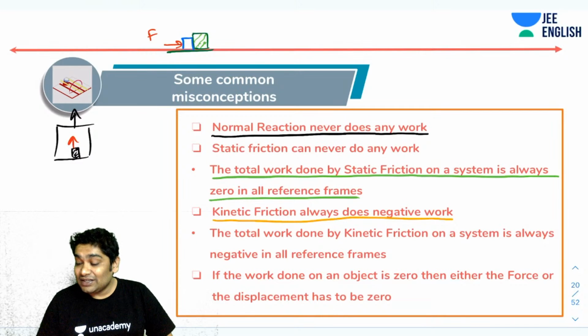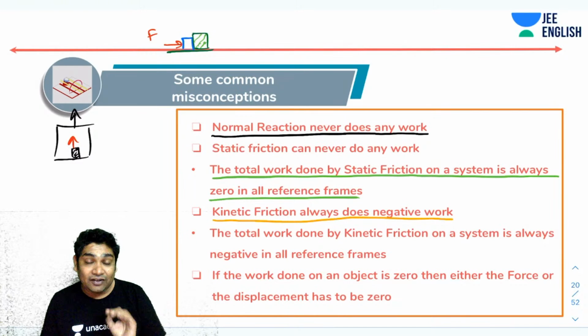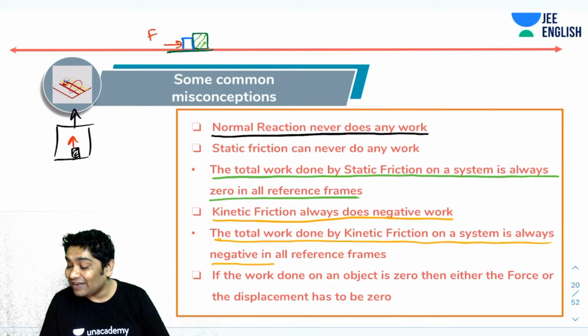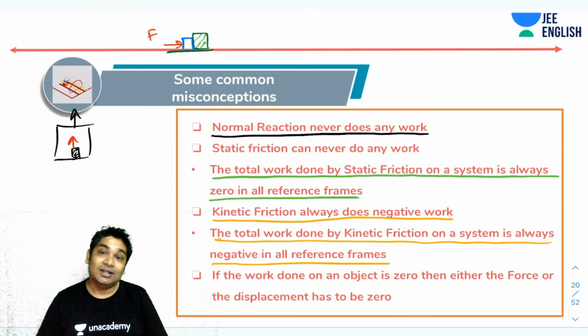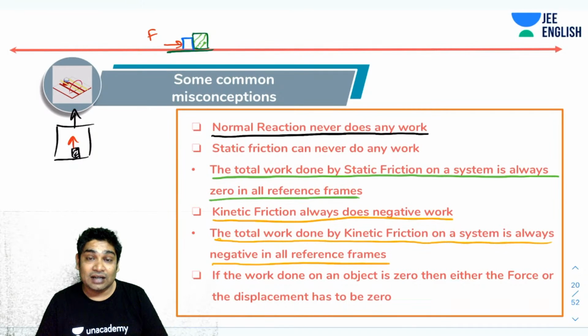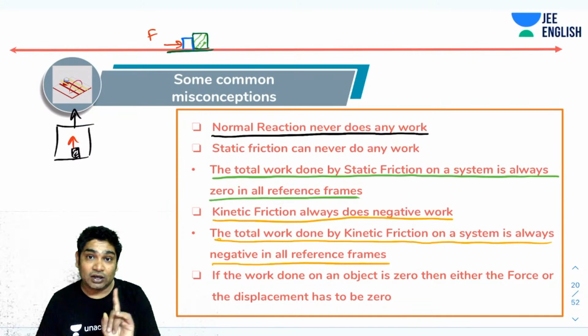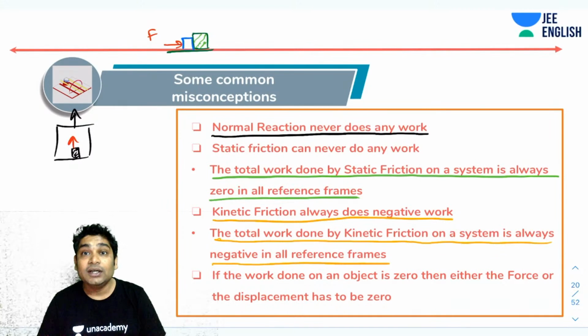However, just like static friction's net work is zero on the system, the total work done by kinetic friction on a system is always negative and the same in all reference frames. In fact, here I would like to bring to your attention a fact: the net work done by all internal forces of a system is always independent of your reference frame. It is the same in all reference frames.